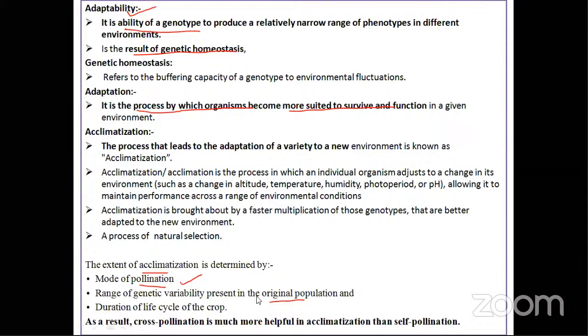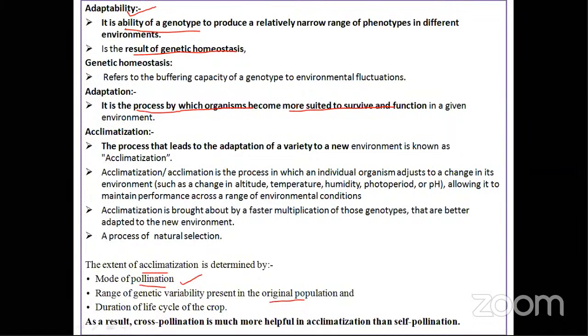And the duration of the life cycle of the crop matters. If the crop is very short duration, it will not have to encounter many seasons or weathers. It will be restricted to either summer or winter. But a crop like pigeon pea takes around 7-8 months, so it has to encounter some parts of winter, some parts of summer, and some other seasons also. So all these processes cumulatively lead to the acclimatization of the particular crop.